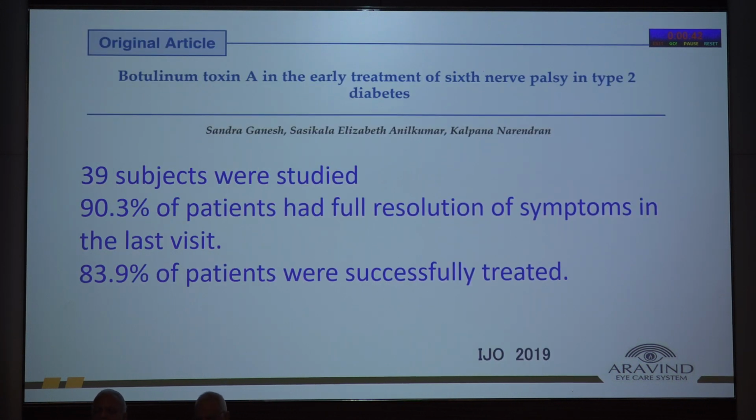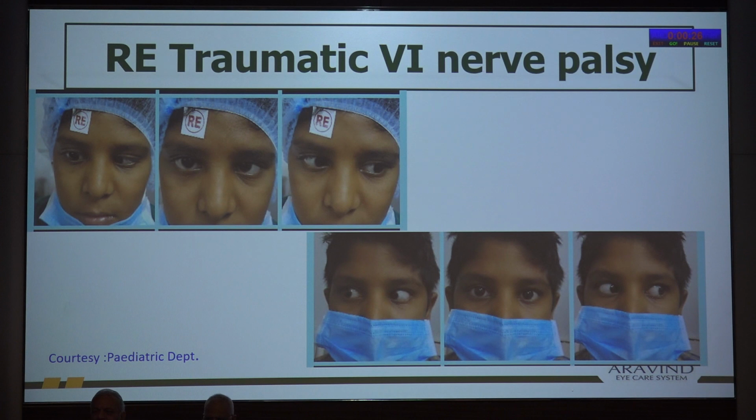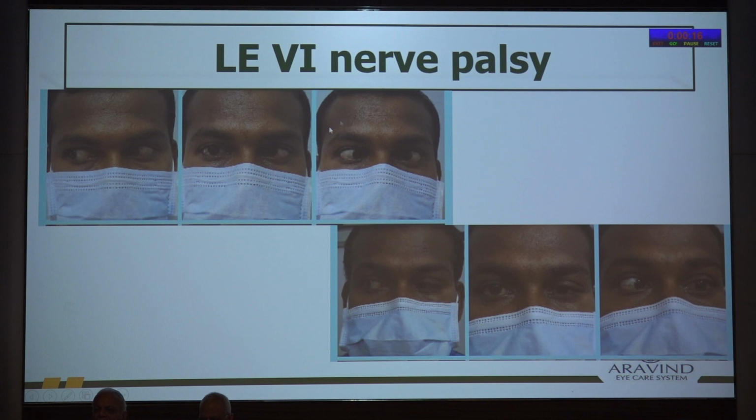This was one study published in the IJO, where they had given Botox in the second month itself. They found resolution of symptoms in the patients who were given botulinum toxin. So this is our case where the young boy had a right traumatic sixth nerve palsy and was given Botox. This is his post-op picture, the lower one. And this is a young male who had a left sixth nerve palsy. He had undergone a Botox as well as a modified Nishida's procedure. Post-operative is the lower picture.